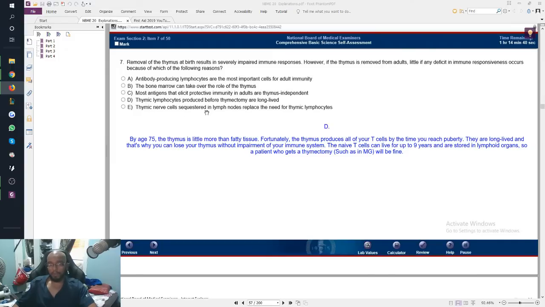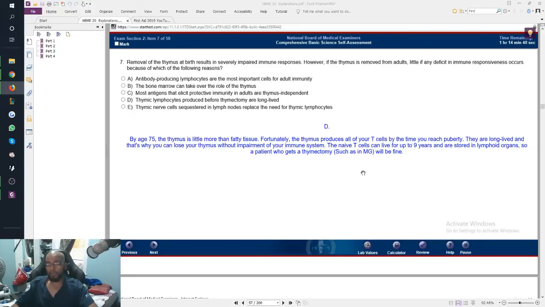Thymic lymphocytes produced before thymectomy, all the mature T cells you already made in the thymus, actually are very long-lived. So they'll be around still, and until they run out, you're going to be okay. This adult will have symptoms though once those mature T cells run out too. So over here, by age 75, the thymus is little more than fatty tissue. Basically, it's useless. Fortunately, a thymus produces all of your T cells by the time you reach puberty. They are long-lived, and that's why you can lose your thymus without impairment of your immune system. The naive T cells can live for up to 9 years and are stored in lymphoid organs. So a patient who gets a thymectomy will be fine.